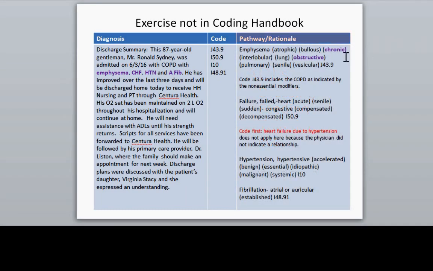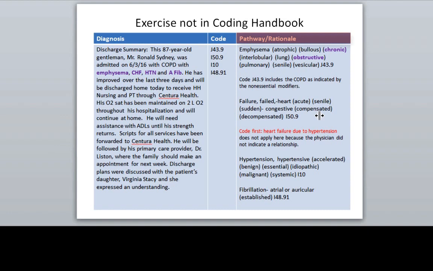I have here all of the pathways for you. I have in purple highlighted the main terms. Like when you see COPD with emphysema, emphysema is your main term, and the chronic obstructive are non-essential modifiers in that code description.